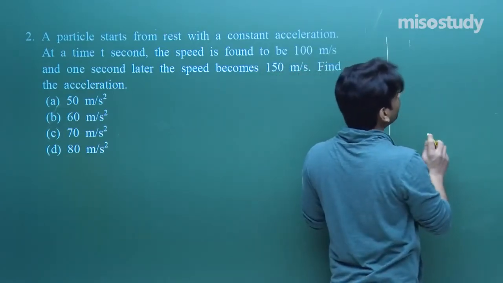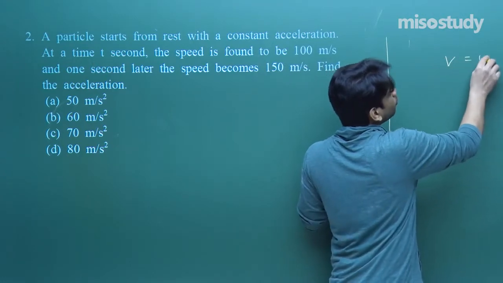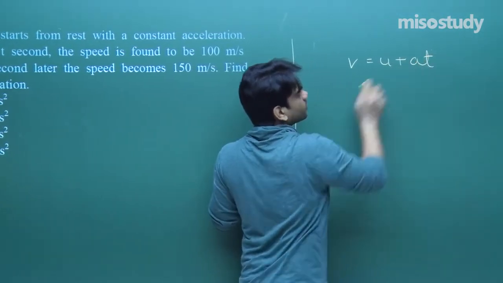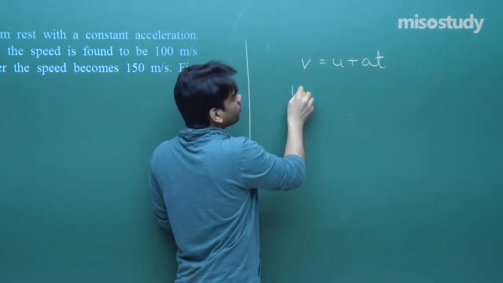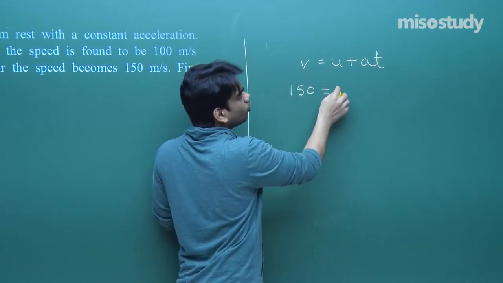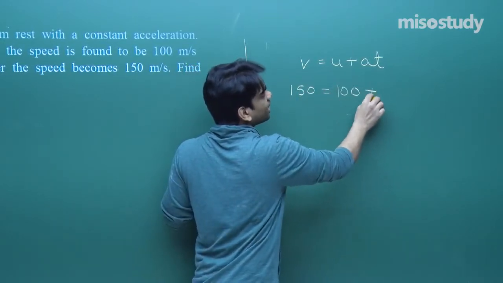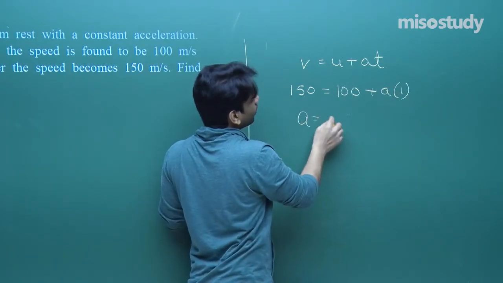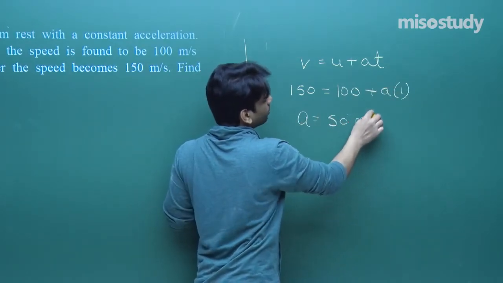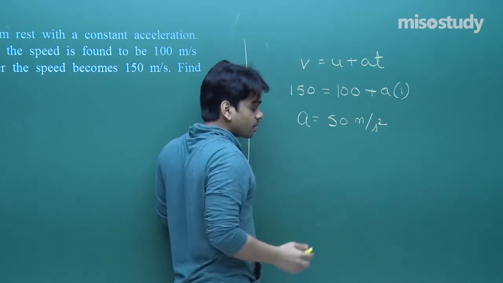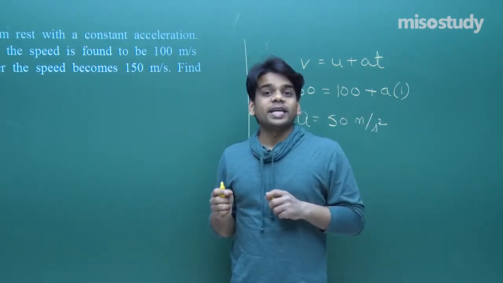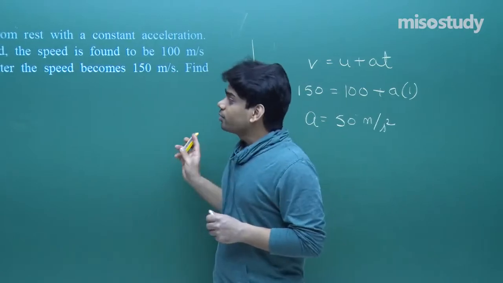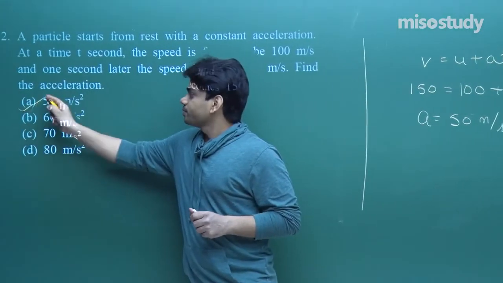Constant acceleration. So can we use v equals u plus at? We can use this. V is given as 150. U will be taken as 100. A is constant, and time we keep as 1. So a will come out to be 50 meter per square second. Easy question. Sometimes you may get such an easy question that you can directly get the answer. So your answer will be 50 meter per square second.